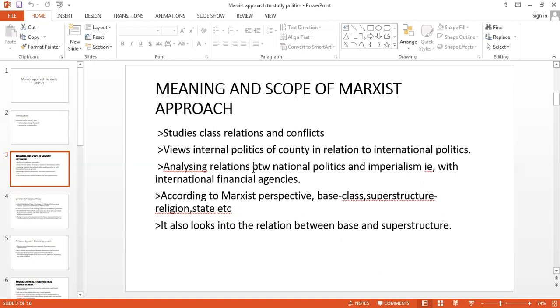Then we move to analyzing the relation between national politics and imperialism, for example with international financial agencies like the IMF, because many countries have started the path of globalization due to the policies encouraged by international financial agencies like the IMF. So that is also going to be studied. Then, according to the Marxist perspective, a note: base is equal to class and superstructure is equal to religion, state. So we will look into the relationship between base and superstructure in the Marxist approach also.